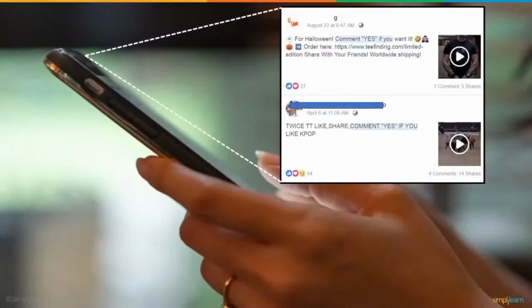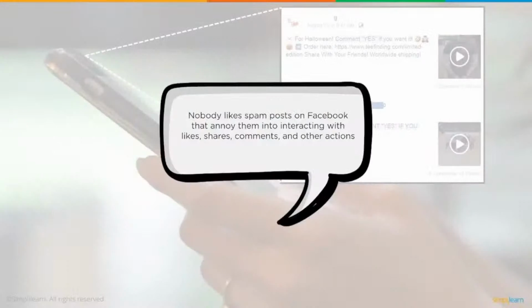And as we dig in deeper, we have a nice example of Facebook. As you can see here, they have the Facebook post with Halloween: "Comment yes if you want it. Order here." Nobody likes spam posts on Facebook that annoy them into interacting with likes, shares, comments, and other actions. I remember the original ones were all, if you don't click on here, you will have bad luck, or some kind of fear factor. Well, this is a huge thing in social media when people are getting spammed.